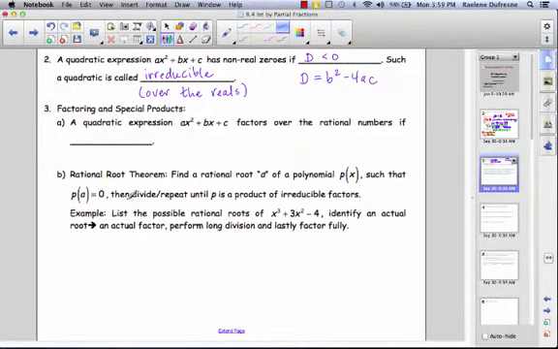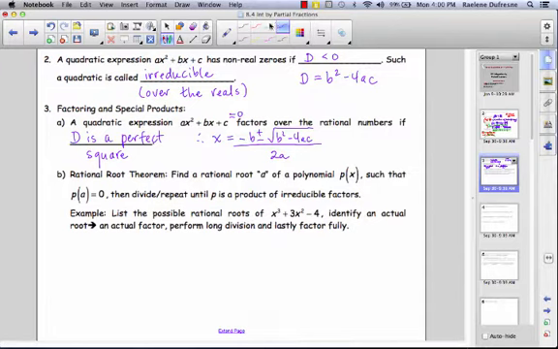Number 3, special products and factoring. A quadratic expression ax squared plus bx plus c factors over the rational numbers if the discriminant is a perfect square. The reason for that is when we look at the quadratic formula, for example, if we were to set this equal to 0 and then solve, we would get solutions that x is equal to negative b plus or minus the square root of b squared minus 4ac all divided by 2a.